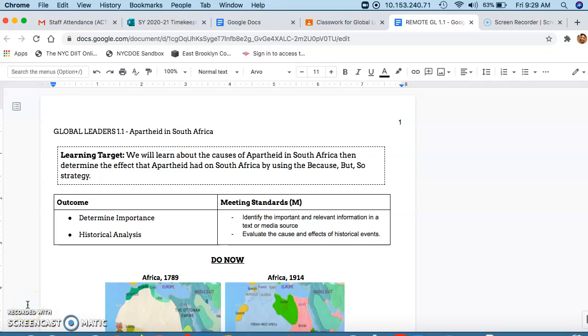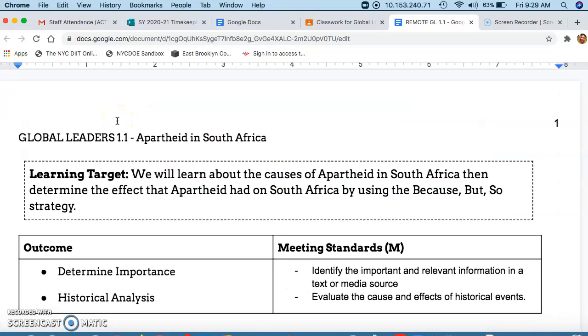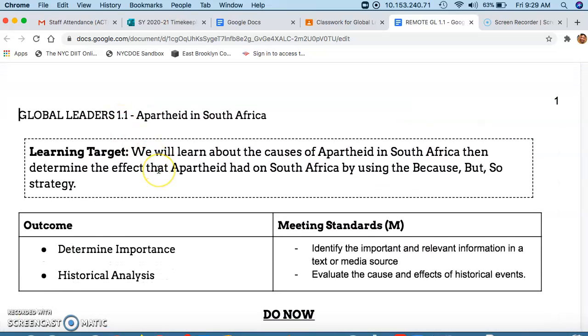Okay, so our first lesson is going to be about apartheid in South Africa. This is going to be our first unit. The learning target is we will learn about the causes of apartheid in South Africa, then determine the effect that apartheid had on South Africa by using the because, but, so strategy. The two outcomes for today are determining importance and historical analysis.